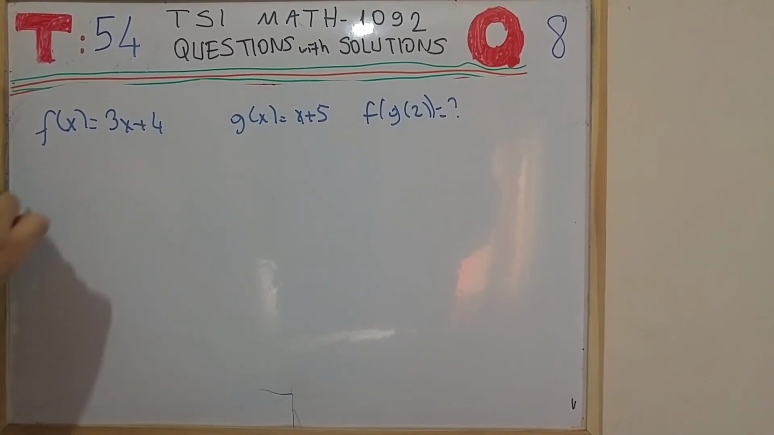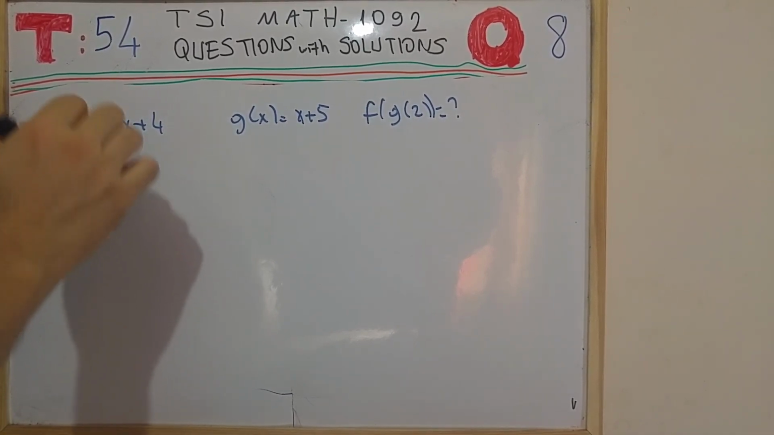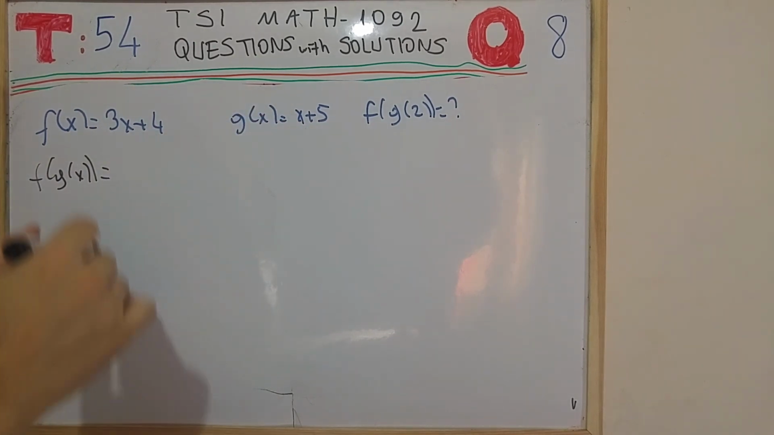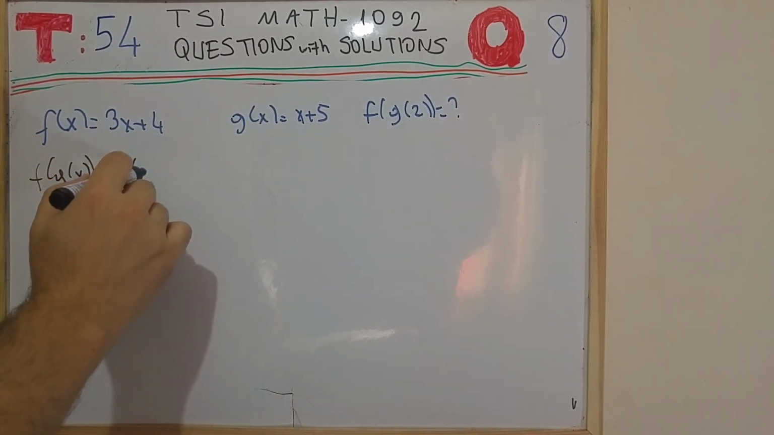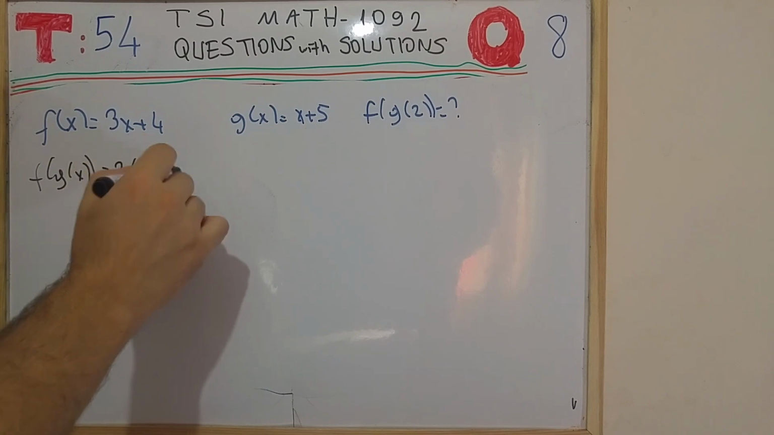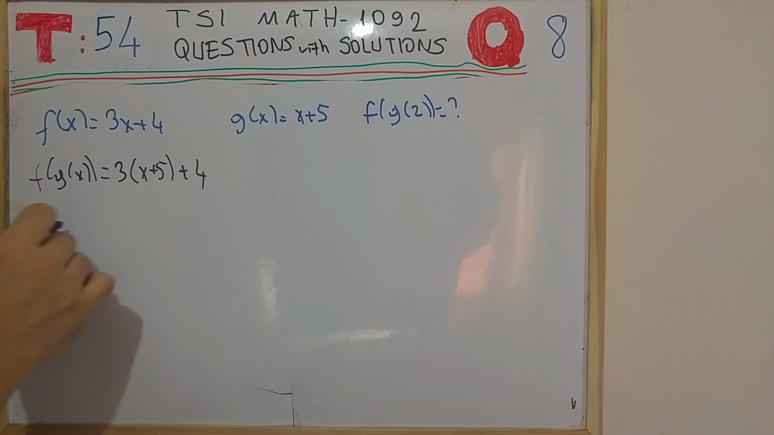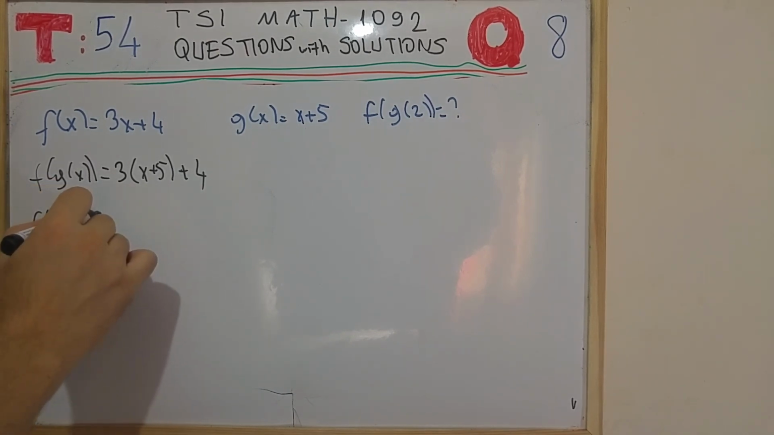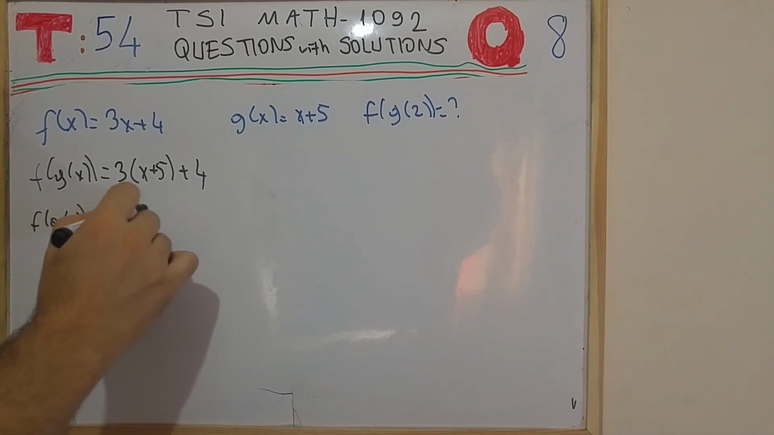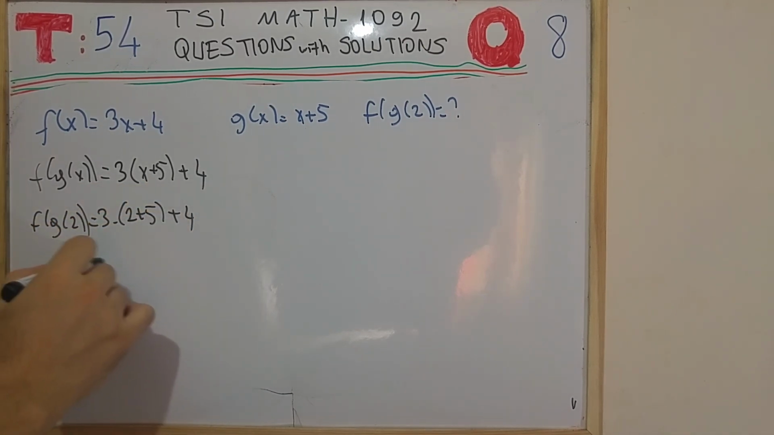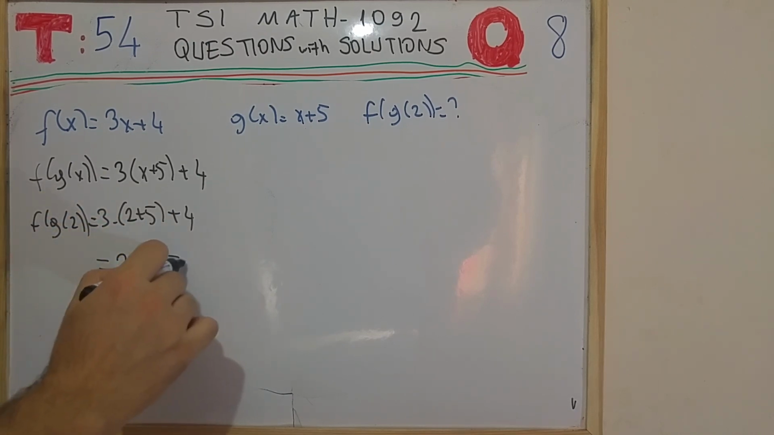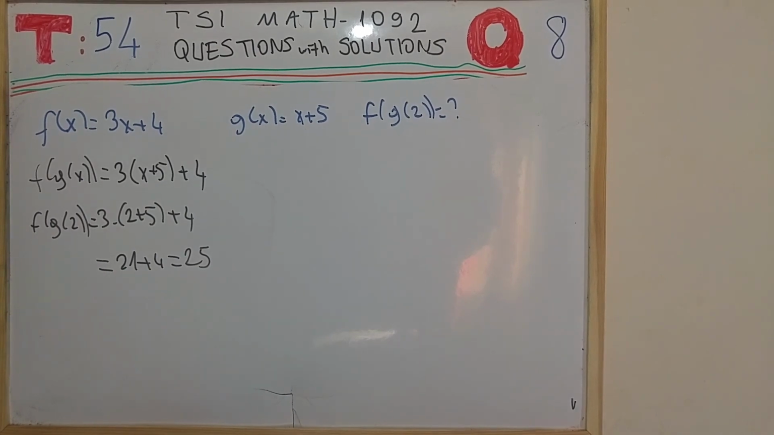f of g of x will be equal to, instead of x, I'm going to write x plus 5. Therefore, this is going to be equal to 3 times x plus 5 plus 4. Now I can replace x by 2, so f of g of 2 will be equal to 3 times 2 plus 5 plus 4, which will be equal to, here's 7, 7 times 3 is 21 plus 4, which is equal to 25.